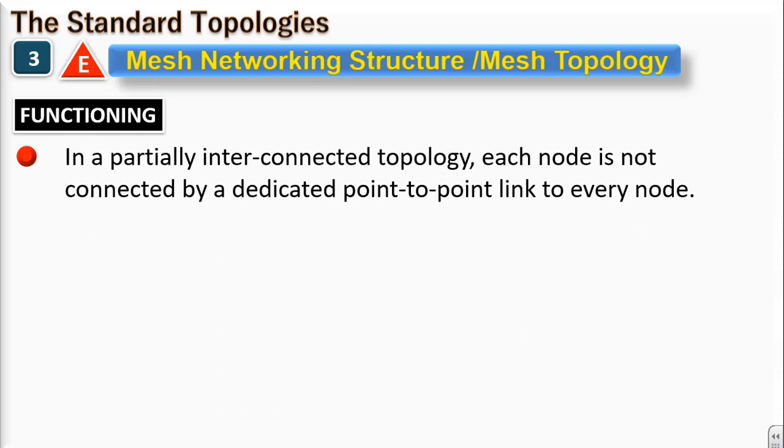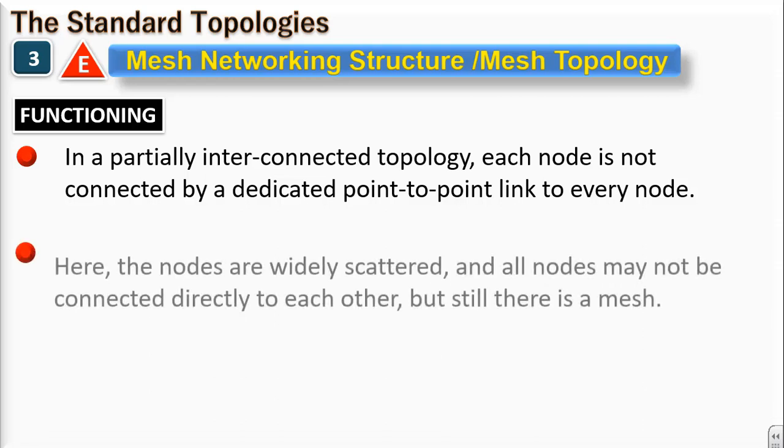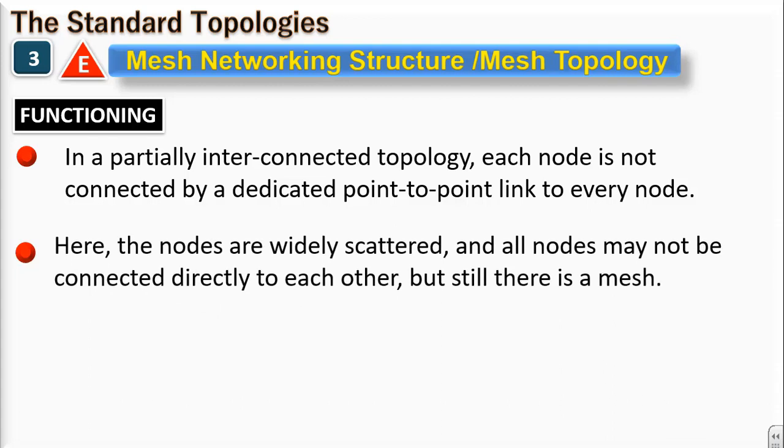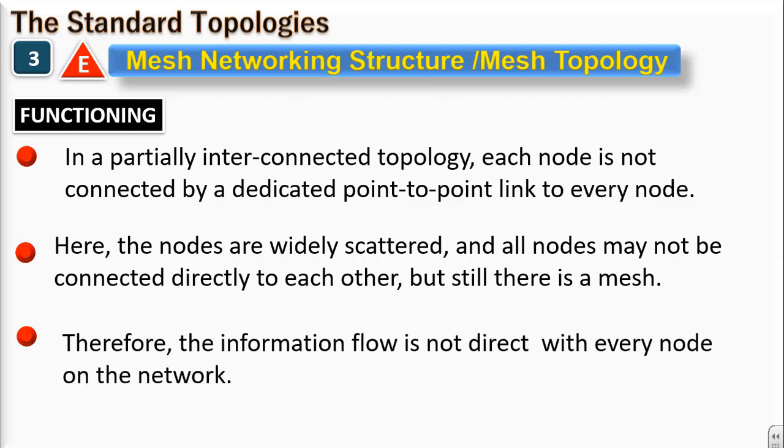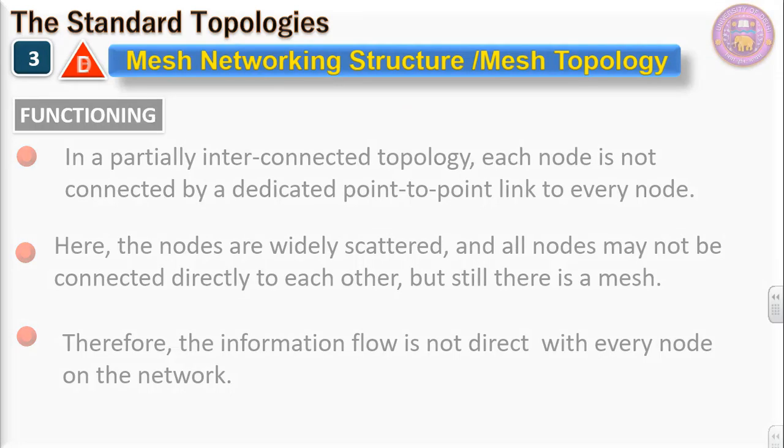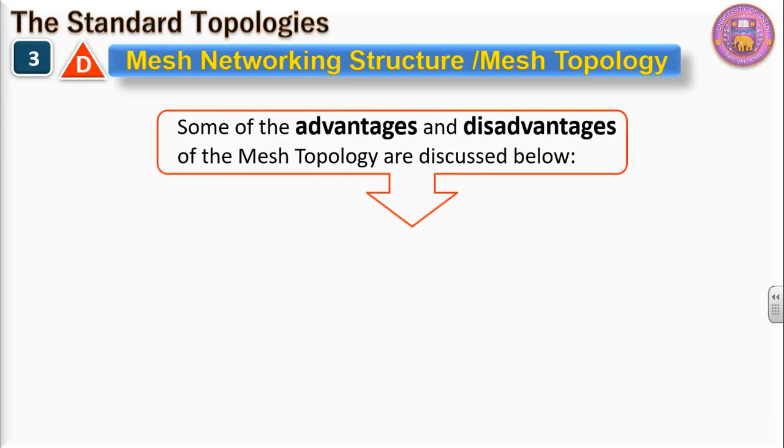Functioning. In a partially interconnected topology, each node is not connected by a dedicated point-to-point link to every node. Here the nodes are widely scattered and all nodes may not be connected directly to each other, but still there is a mesh. Therefore, the information flow is not direct with every node on the network. Some of the advantages and disadvantages of the mesh topology are discussed below.